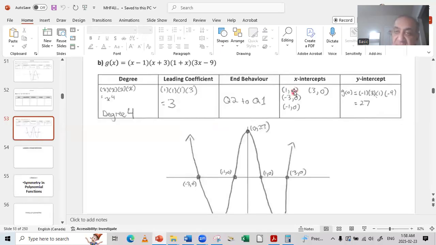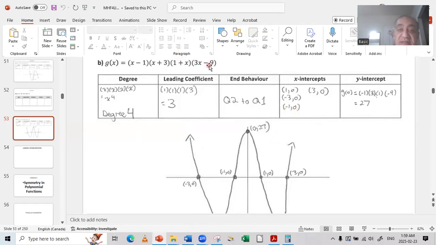And the other point is 0, meaning y is 0 here. And minus 3, same thing. Here, I would say x plus 3 equals 0, so x will equal minus 3. Here it is, 1 plus x equals 0, then x will equal minus 1.